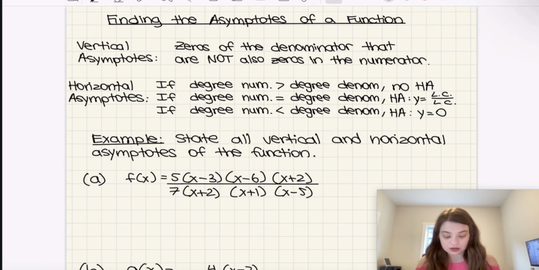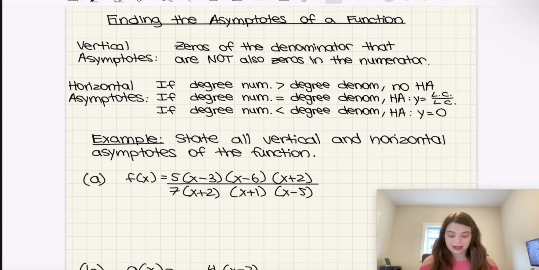Then, as for the horizontal asymptotes, we have to look at the degree of the numerator and the degree of the denominator. If the degree of the numerator and the degree of the denominator are equal, we use the leading coefficient over leading coefficient to get the answer. If the degree of the numerator is greater, however, there's no horizontal asymptote. And if the degree of the denominator is greater, then the horizontal asymptote is at zero.